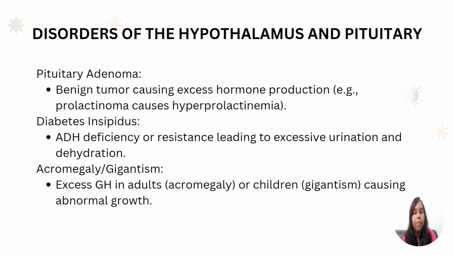Disorders of hypothalamus and pituitary. In pituitary, it is a pituitary adenoma, which is a benign tumor causing excess hormone production. Example, prolactinoma, which causes hyperprolactinemia. Diabetes insipidus, it is an ADH deficiency or resistance leading to excessive urination and dehydration. Acromegaly and gigantism. Excess GH in adults is known as acromegaly, and in children, gigantism, causing abnormal growth.